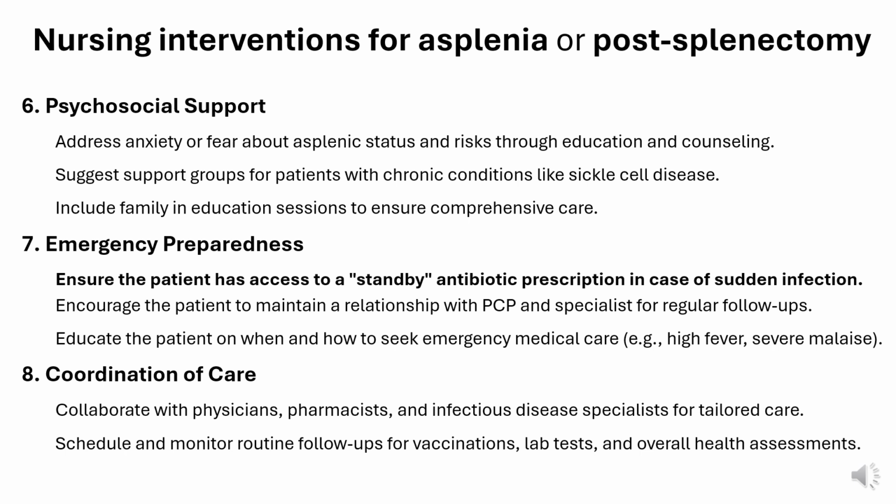Emergency preparedness. Emergency antibiotics: ensure the patient has access to a standby antibiotic prescription in case of sudden infection symptoms. Contact healthcare providers: encourage the patient to maintain a relationship with their primary care provider and specialist for regular follow-ups. Emergency protocols: educate the patient on when and how to seek emergency medical care, for example high fever, severe malaise.